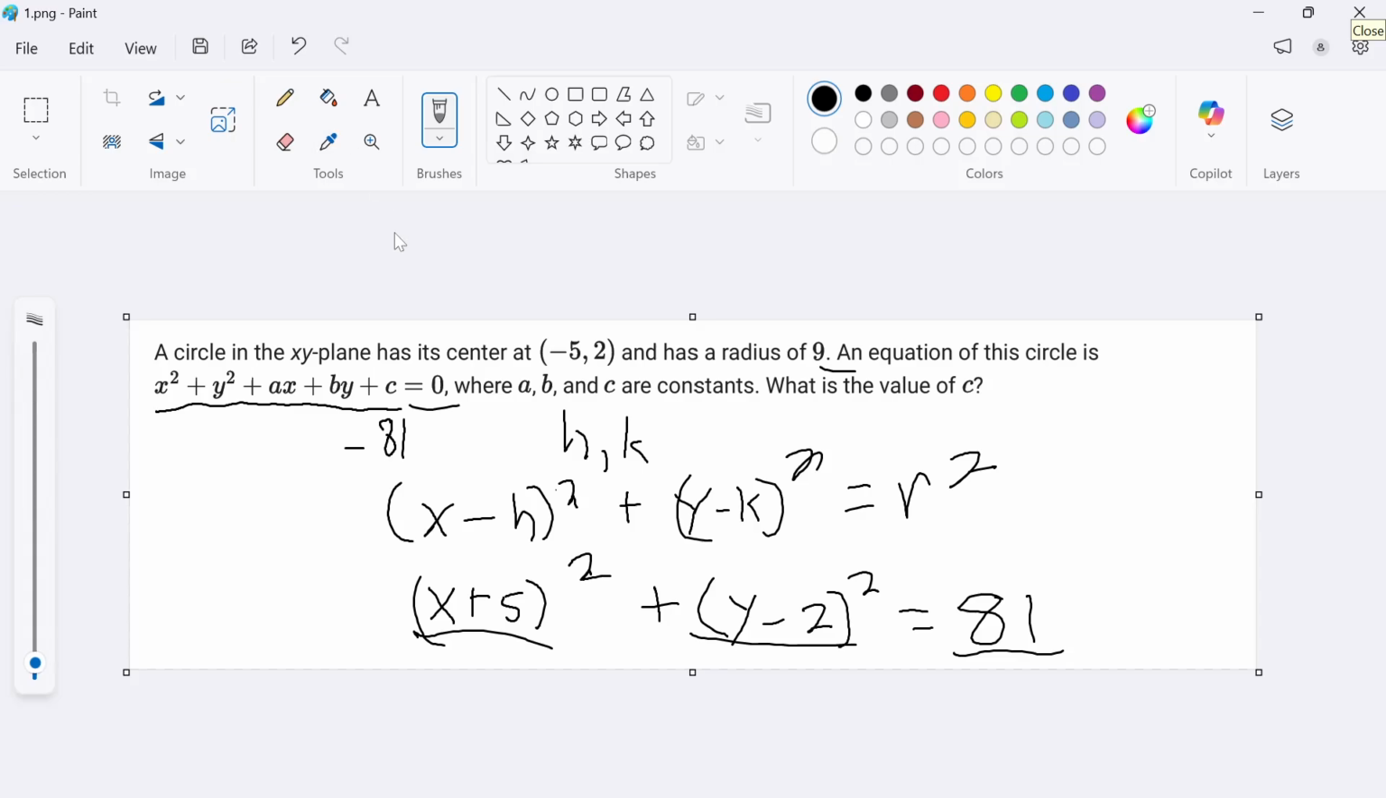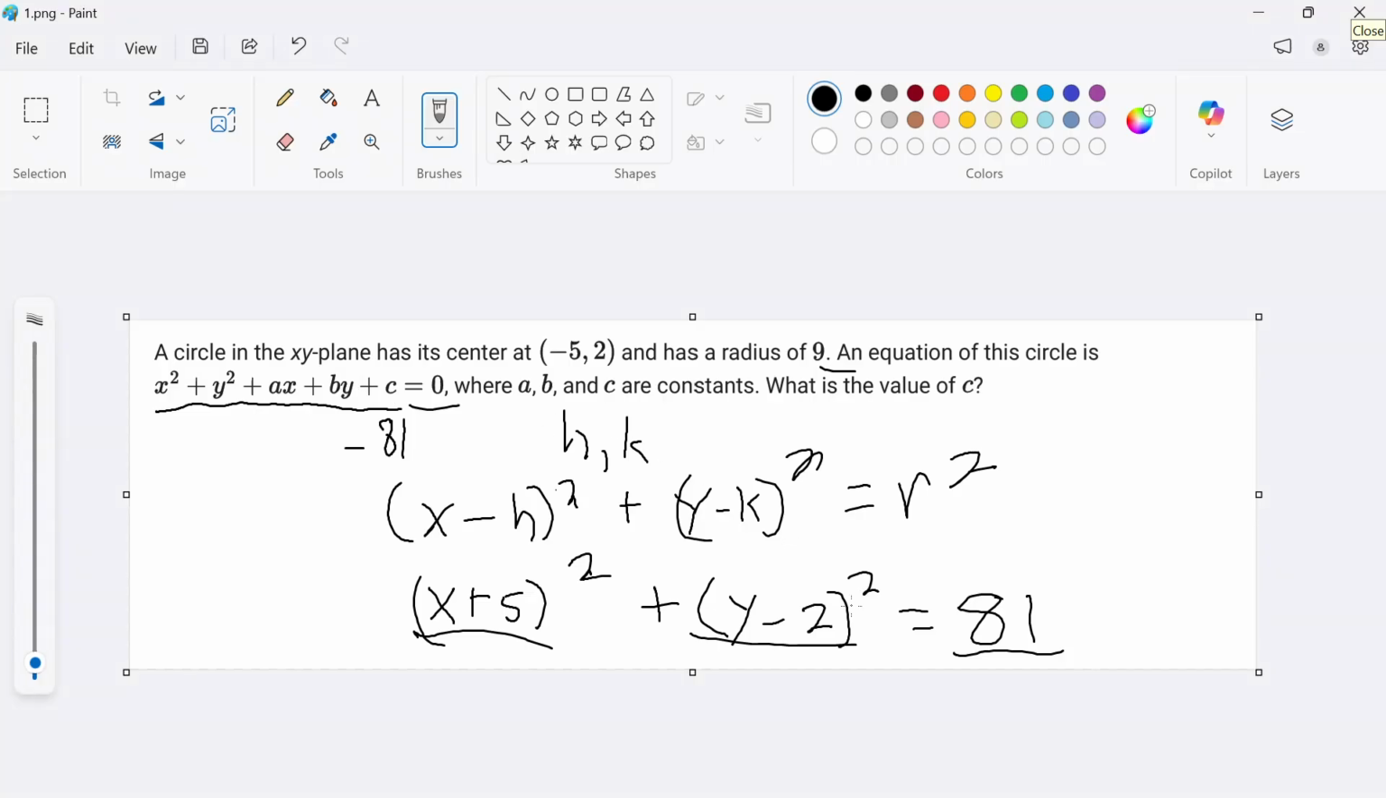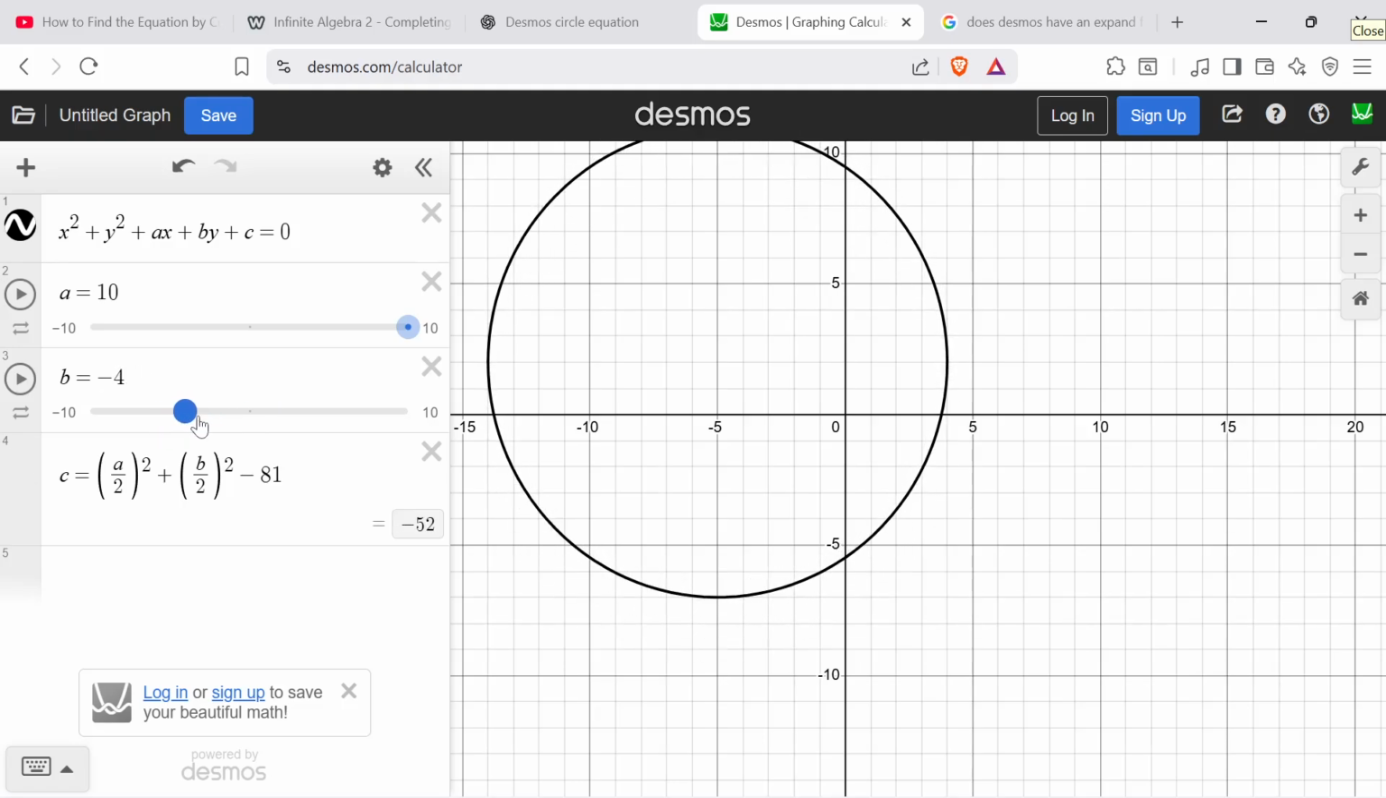Now I have to do one more thing. It says negative 5 and negative 2. So a is x plus 5 and y minus 2, and those are a over 2 and b over 2. So I have to multiply those by 2. So 5 times 2 is 10. A equals 10. And b equals negative 2 times 2, which is negative 4. Okay, so now I've done everything. I've got my a, I've got my b, and now I've got my c, which is negative 52.